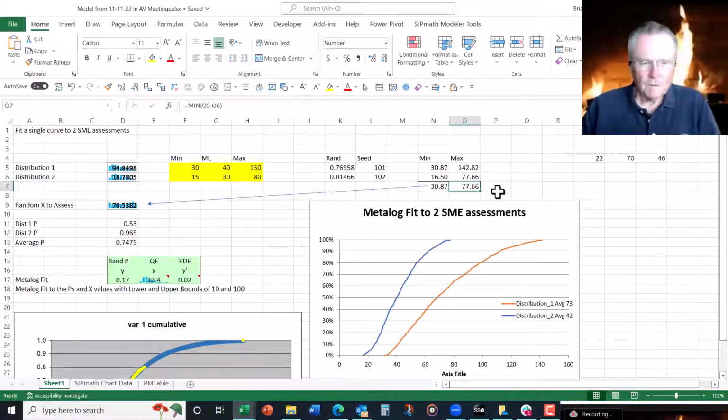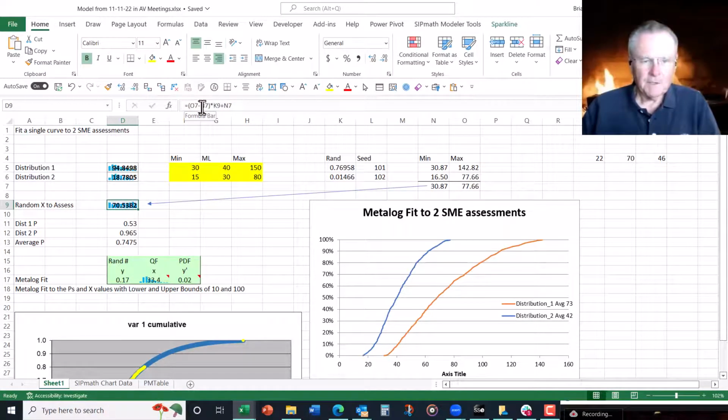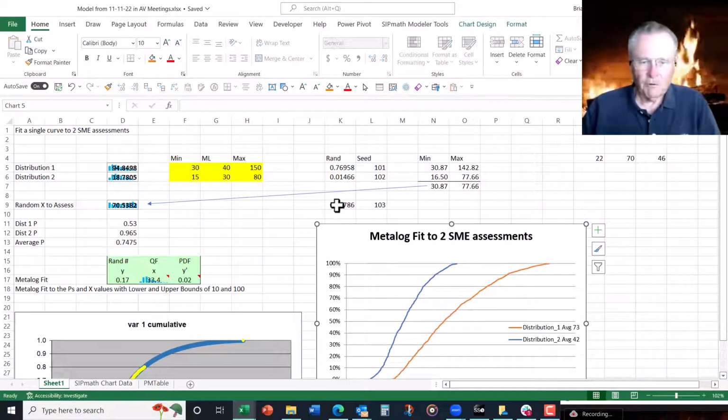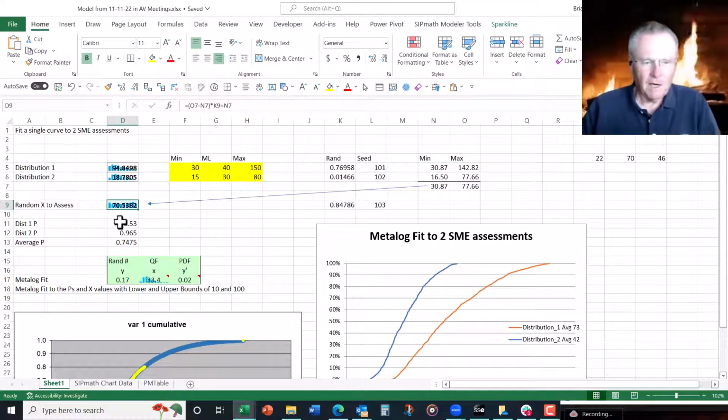All right. So now what do I want to do? I need to randomly select numbers between these two values. I'll do that with this equation here by taking the difference and multiplying by K9, which I believe is just a uniform distribution. Multiply that by K9, and then add the minimum of 30.87, and that's going to give me a distribution of these two numbers equally distributed.